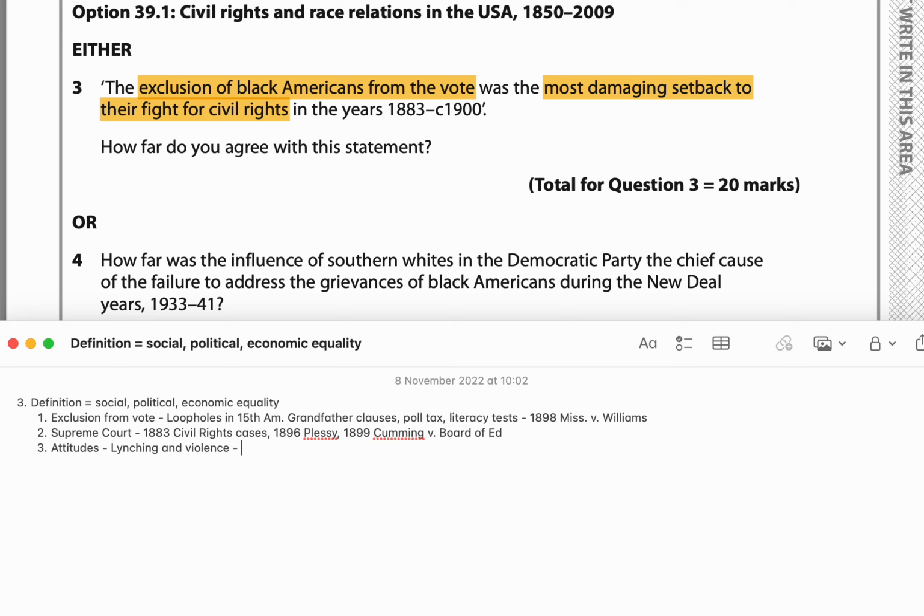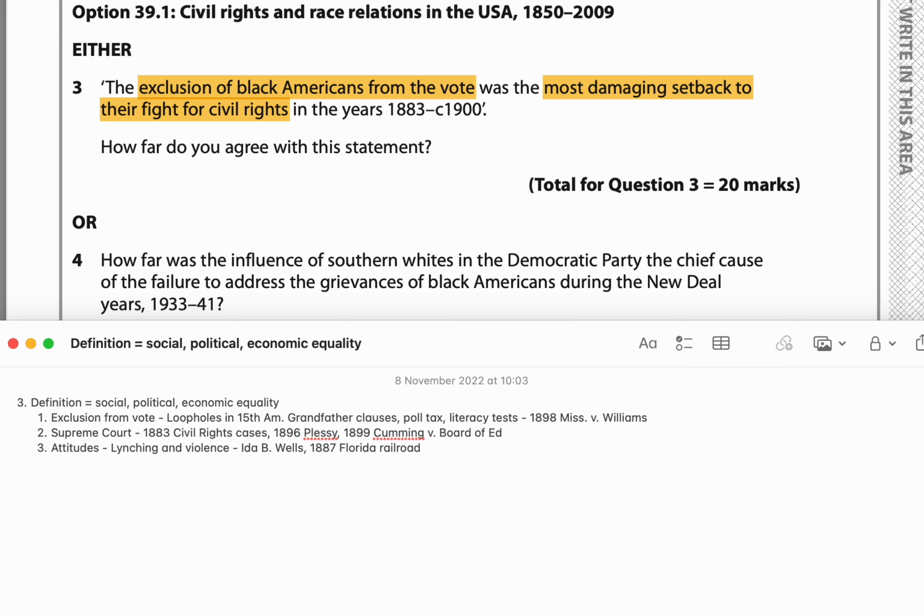And, you know, if you think about a precise piece of evidence, you can maybe talk about Ida B. Wells and the fact that she actually had to leave the South because of the lynching and violence that she campaigned against. You could also talk about the introduction of Jim Crow and segregation, and the Florida Railroad as the first example of that. So that's how I would go about answering question 3.